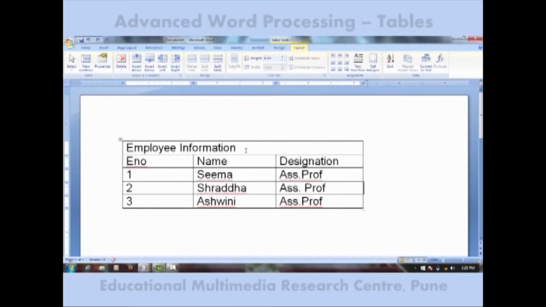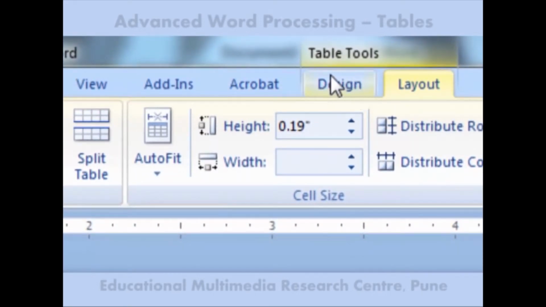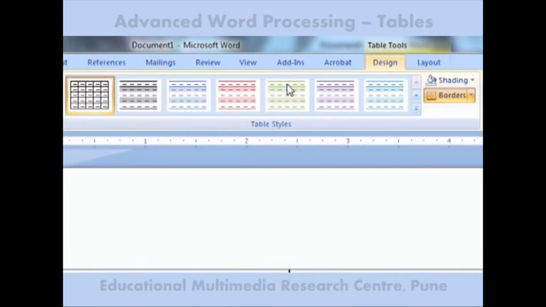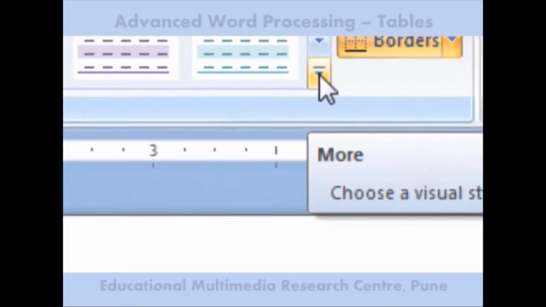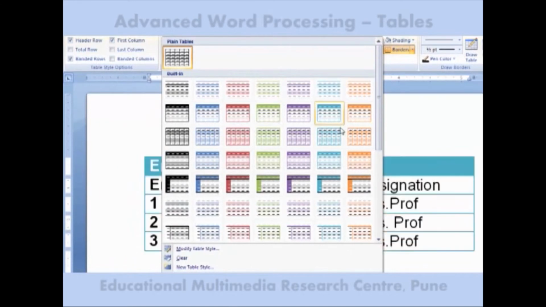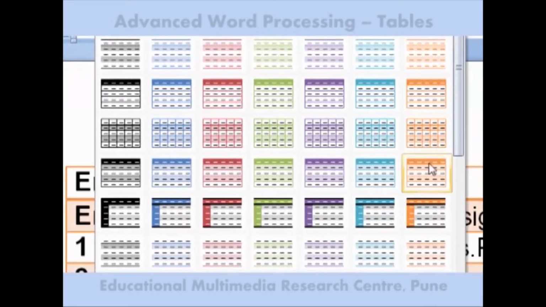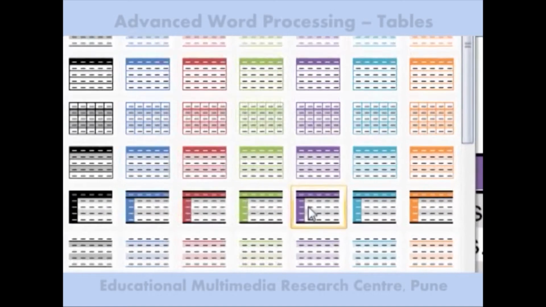Step 1. Click anywhere on the table. The Design tab will appear on the ribbon. Step 2. Select the Design tab and locate the table styles. Step 3. Click the More drop down arrow to see all the table styles. Step 4. Move the mouse over the various styles to see a live preview. Step 5. Select the desired style. The table style will appear in the document.